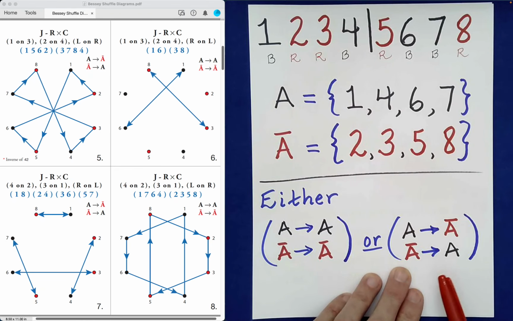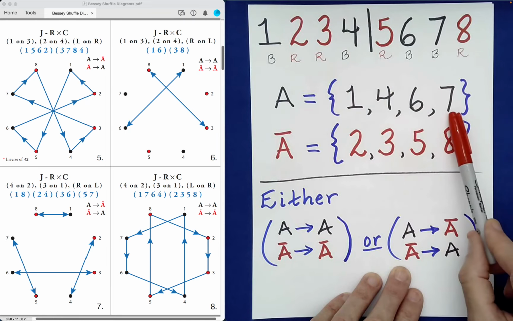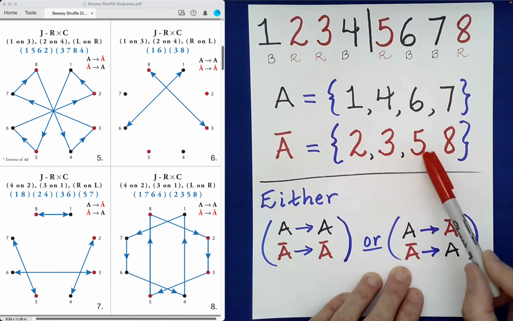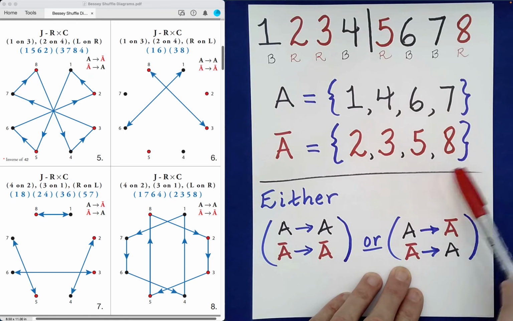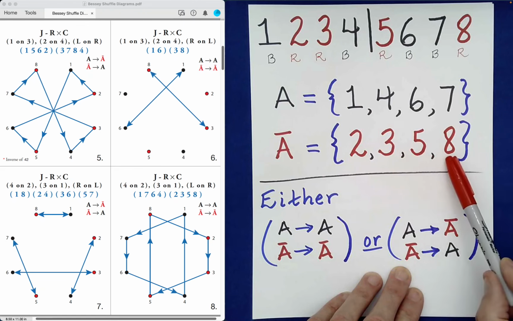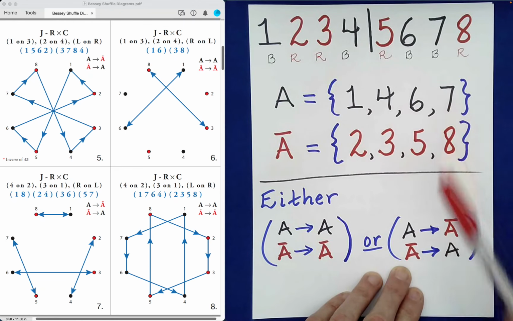Inversion occurs if the cards in positions 1, 4, 6, 7 get moved to positions 2, 3, 5, 8 in some assignment, and cards originally in positions 2, 3, 5, 8 get moved to positions 1, 4, 6, 7. And we call that an inversion.